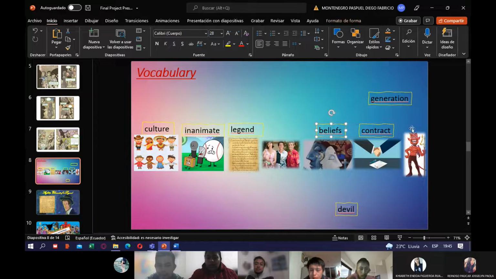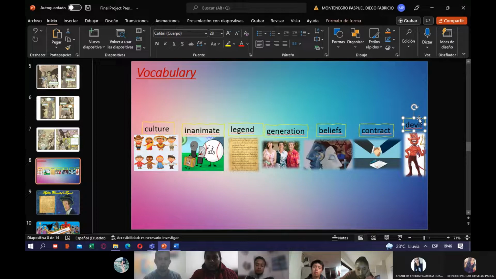Thank you. And generation, Janet, please. Can you help us with those ones? Generation and devil? Generation is the picture with three people, and devil is the last one. Thank you so much for your participation. You are correct. Okay, the vocabulary words are culture, inanimate, legend, generation, beliefs, contract, and devil.